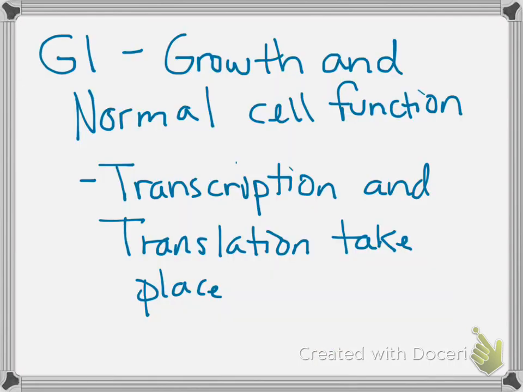So G1 is the growth and normal cell function phase that the cell goes through, and this is where transcription and translation are taking place. So this is normal function, proteins are being made, anything that the cell is meant to do, it is doing at this point.